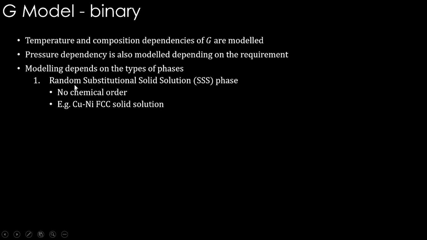Here, since we are getting to know what is there in the database and how the descriptions look before doing the hands-on sessions, we will start with only one type of phase, that is random solid solutions. So that is here random substitutional solid solution phase, SSS, which has no chemical order, and for example copper-nickel FCC is a random substitutional solid solution. Now let's look at the model. How is it done?